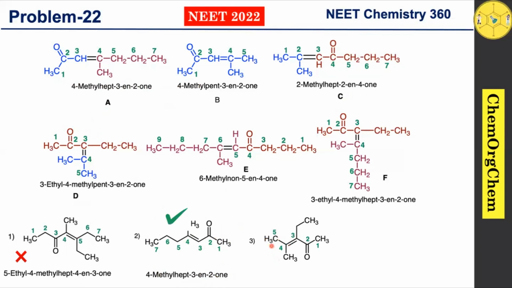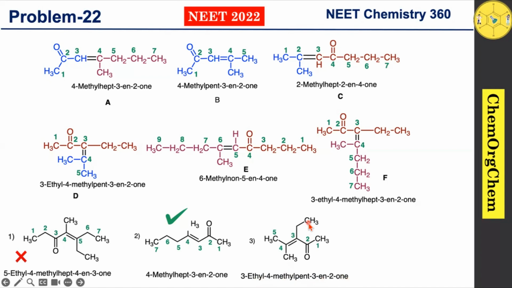So just find out the longest carbon chain. So here you see this is the 5 carbon chain. Second carbon has ketone, third carbon has alkene as well as ethyl group, and fourth carbon has methyl group. The name of the compound is 3-ethyl 4-methyl pent 3-ene 2-one.